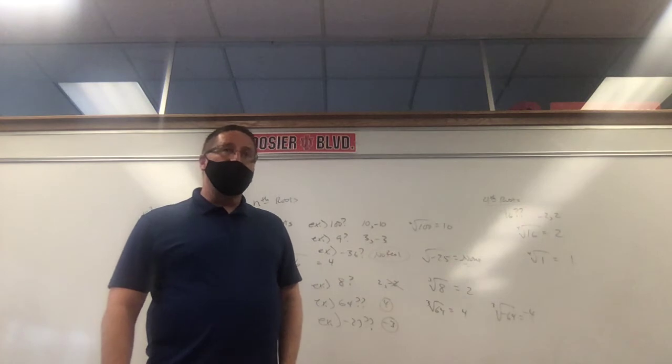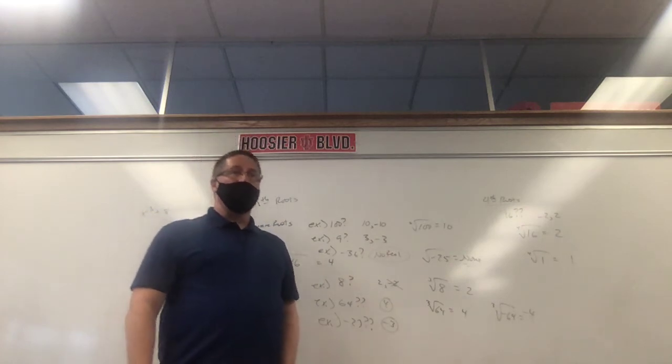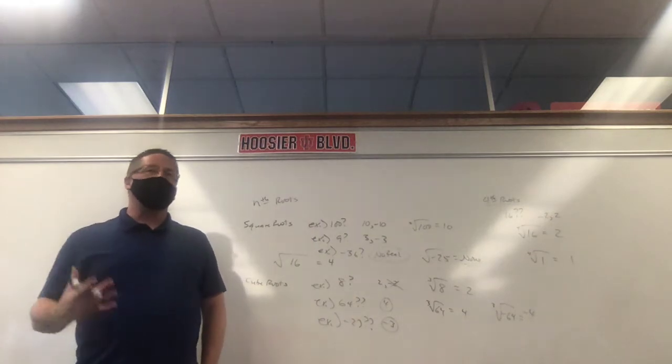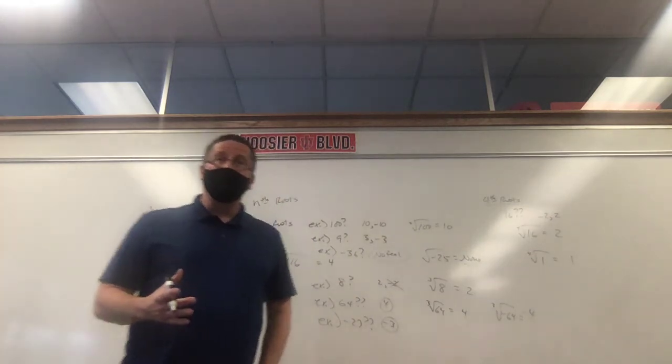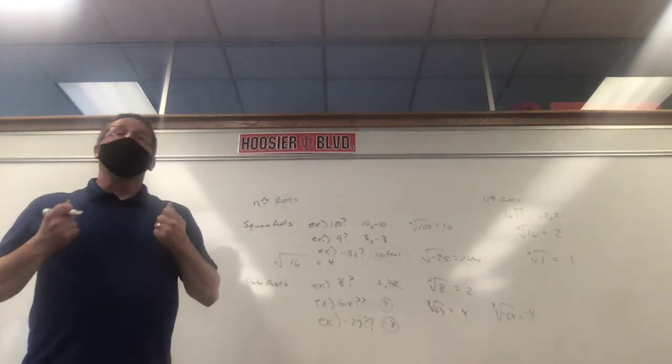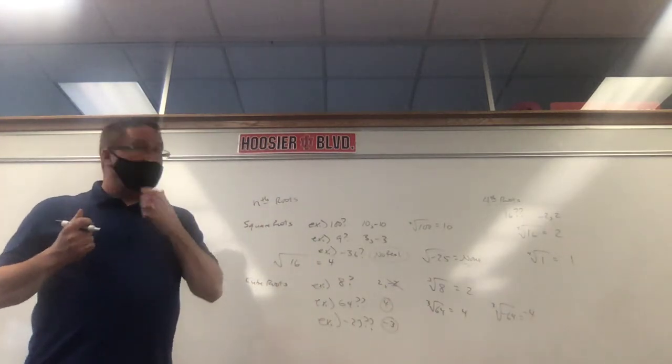Now, if I ask you in words, what are the fourth roots of 1? You would say 1 as well as negative 1. But the radical symbol means the positive answer whenever possible. I'm going to say that again. Listen carefully. The radical symbol means the positive answer whenever possible. Whenever possible. Sometimes it can't be possible.